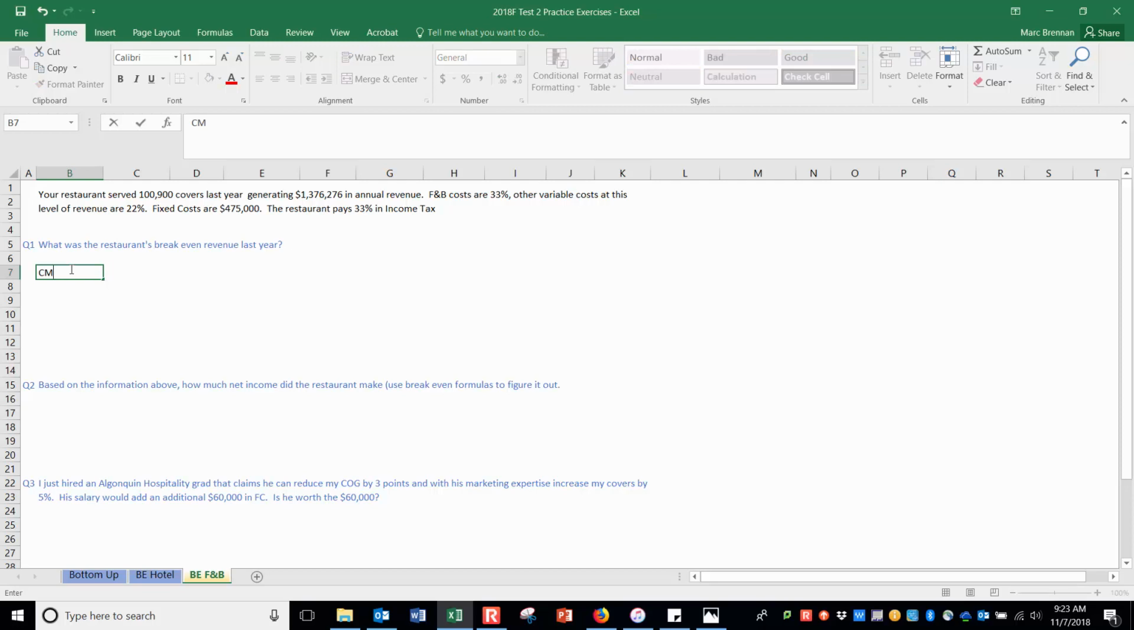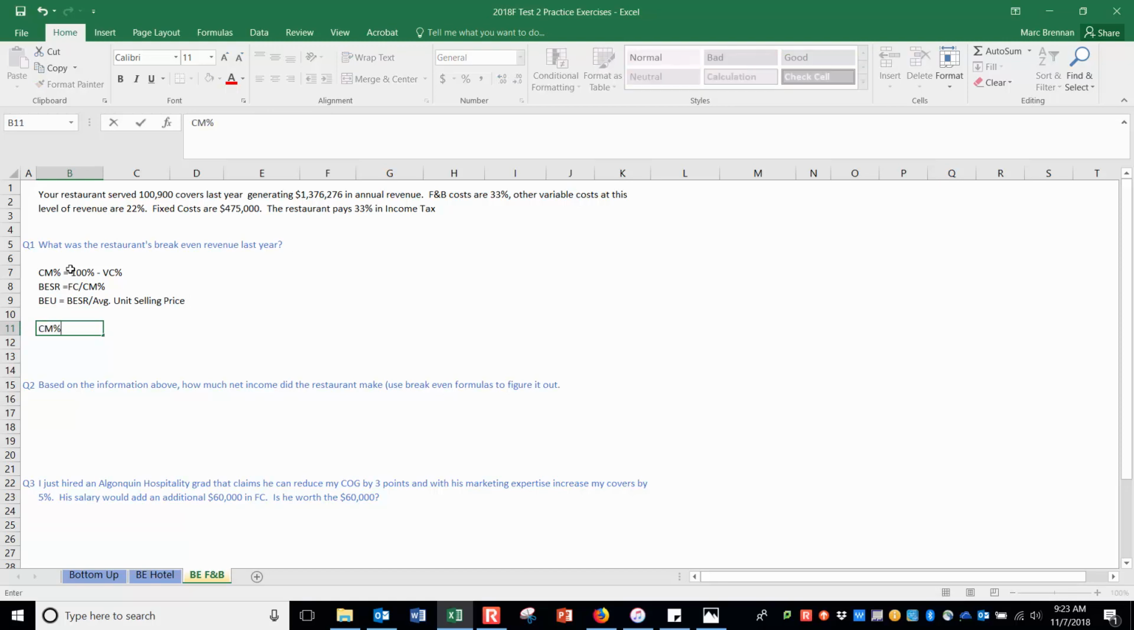So again, just like your hotel example, we need to figure out our contribution margin percent, which is 100% minus variable cost percent. We're going to have to find out our break-even sales revenue, which is our fixed cost divided by our contribution margin percentage, and our break-even units, which is our break-even sales revenue divided by our average unit selling price. Okay? In this case, for a restaurant, a unit is going to be a cover.